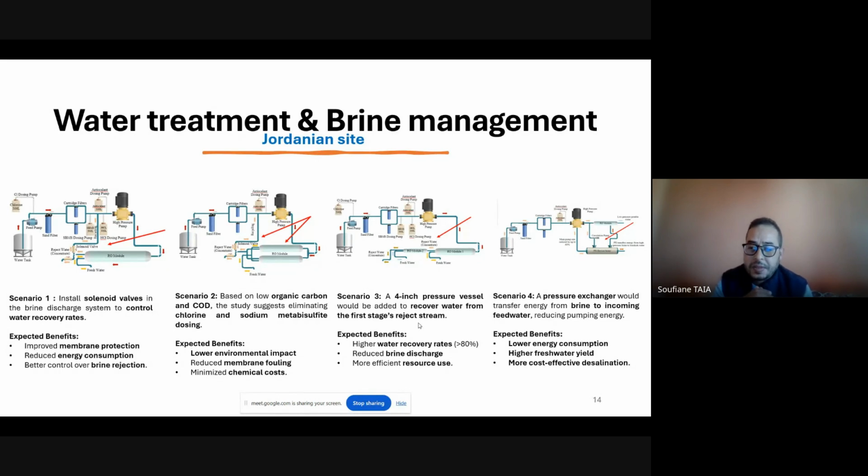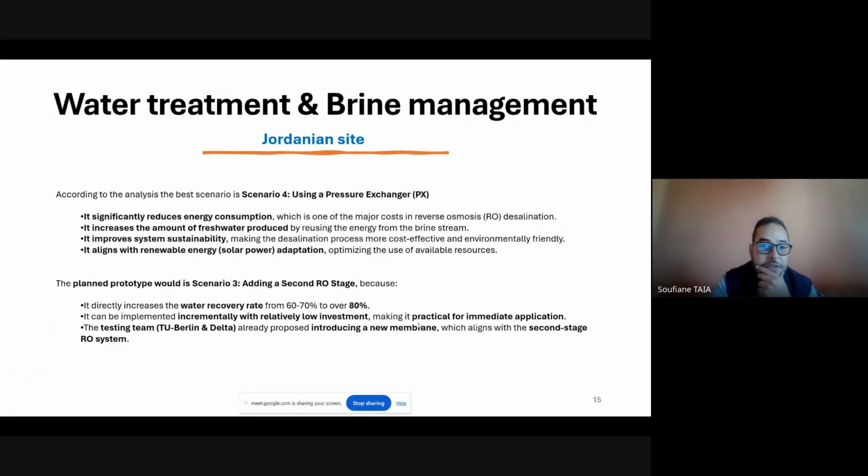As a fourth scenario, we proposed implementing a pressure exchanger to reuse energy from brine for incoming feed water. This will lower energy costs and increase freshwater yield, and also make desalination more cost effective.